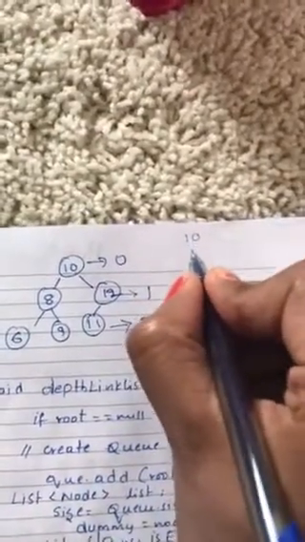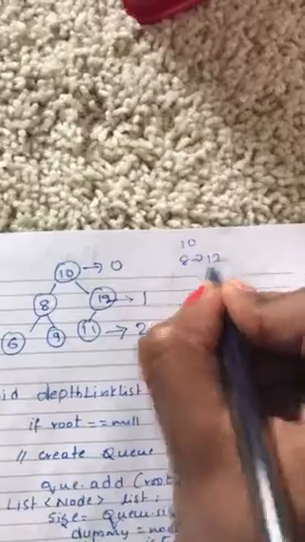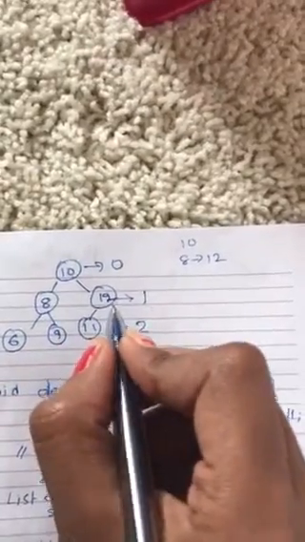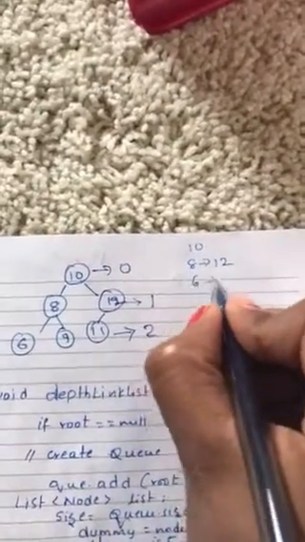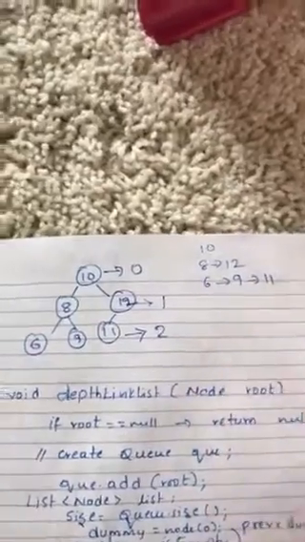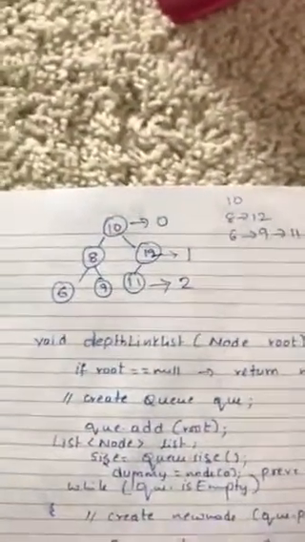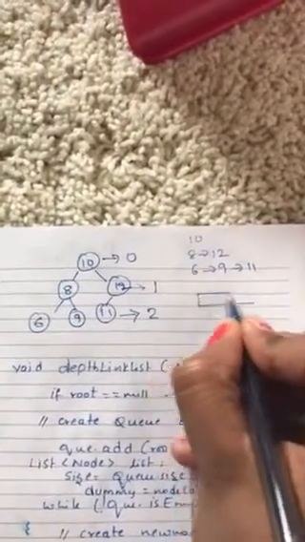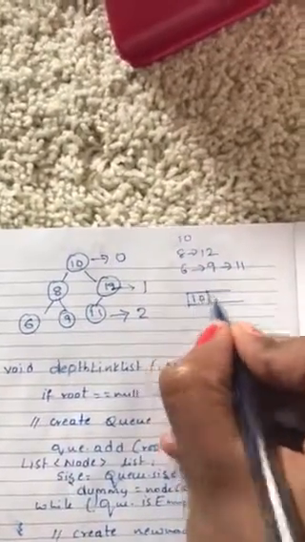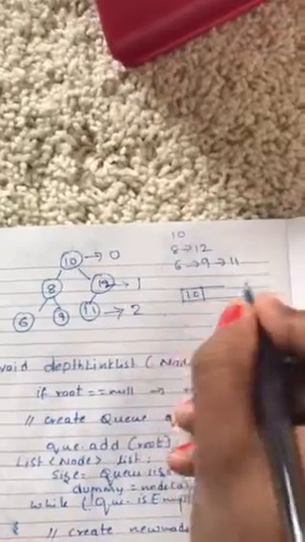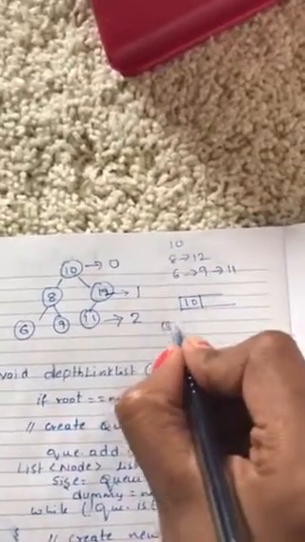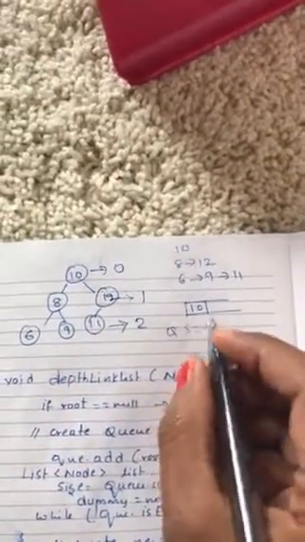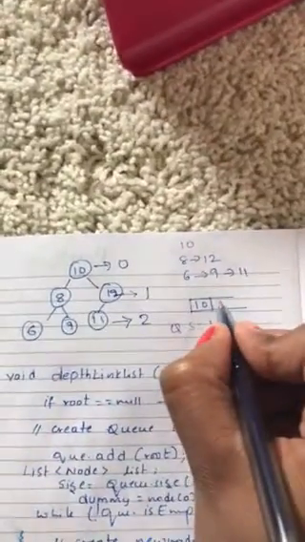So initially 10, and then 8 and 12, and now 6, 9 and 11 have to be created. So here what I'm going to do is store the value 10 in what is a queue, and now my queue size is 1. Whatever is there to the left and right of it, I'm going to store in the queue, which is 8 and 12.